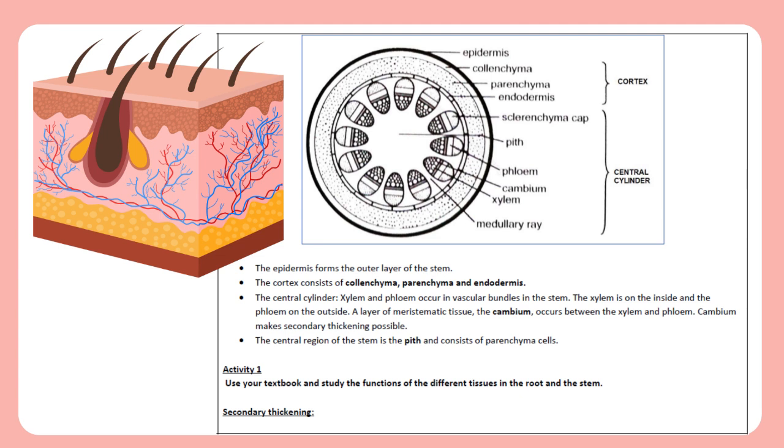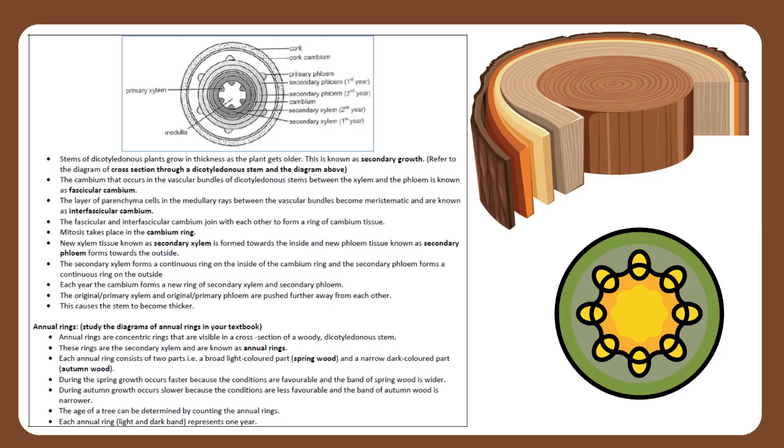Secondary thickening. Stems of dicotyledonous plants grow in thickness as the plant gets older. This is known as secondary growth. Refer to the diagram of cross-section through a dicotyledonous stem and the diagram above. The cambium that occurs in the vascular bundles of dicotyledonous stems between the xylem and the phloem is known as fascicular cambium.